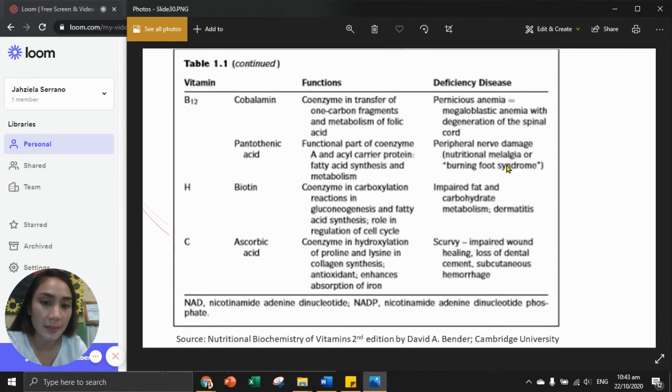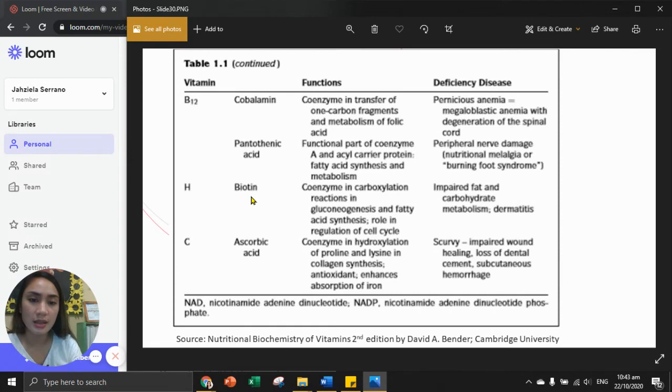So, sa nerve damage din siya. So, next is vitamin H. Vitamin H is not much discussed, no? Minimal discussions with vitamin H. So, I'm not sure why most of the sources that I've found, kakaunti lang talaga yung readings about biotin, no?